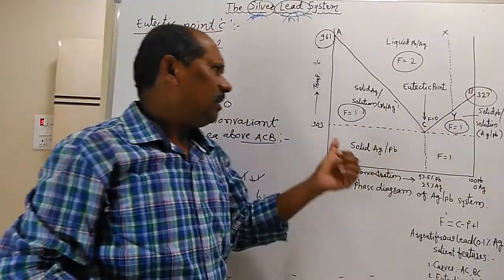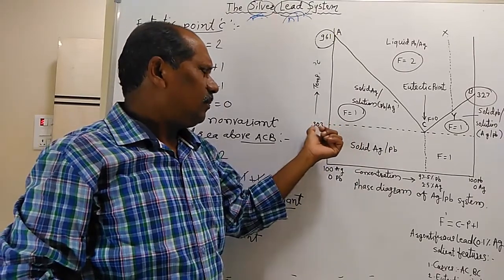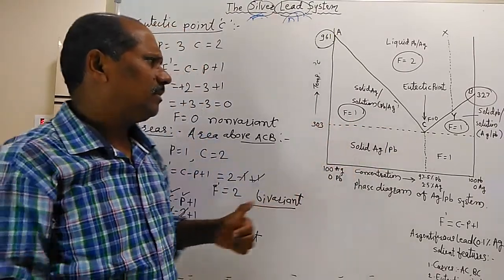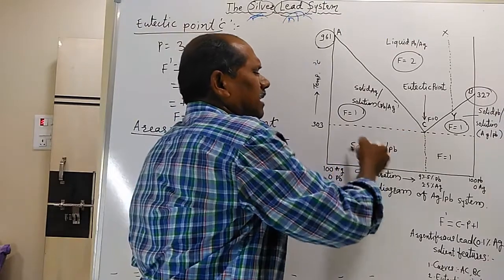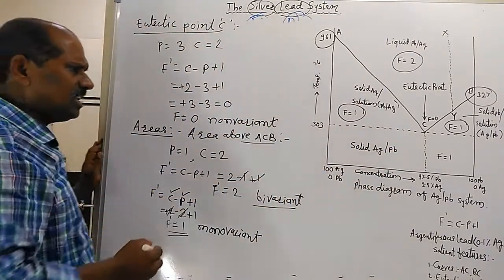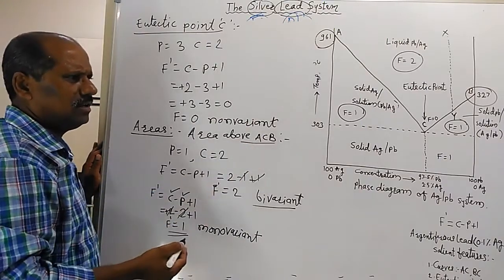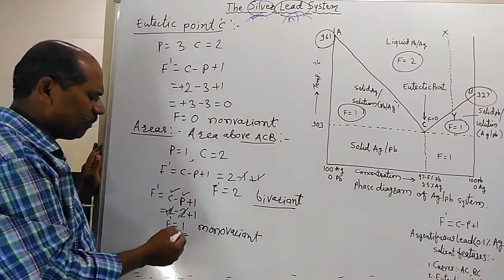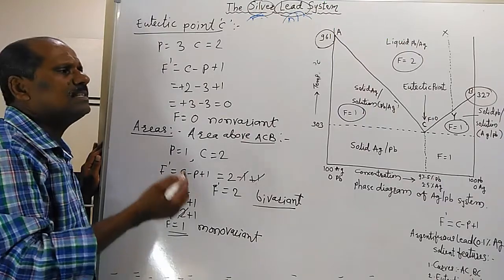Below the 330 degree Celsius, there are two phases, solid AG and PB. In this case, there are also two phases, two components, and hence the degree of freedom is also 1. That is, the system is monovariant.